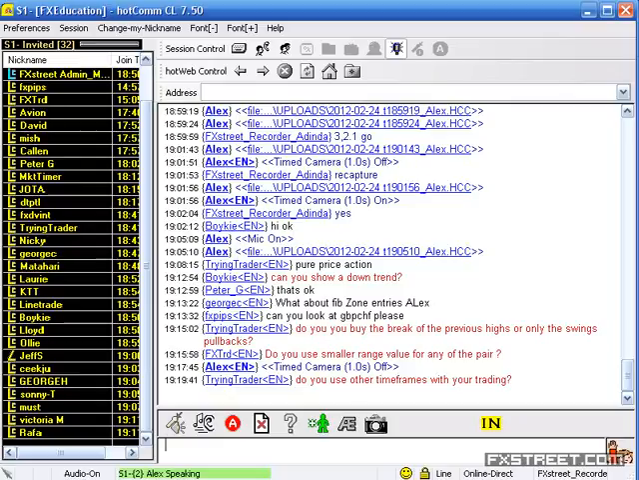Do I use a smaller range value for any of the other pairs? No, I try not to over-optimize this too much. Yes, I know that you have to take into account volatility. But generally speaking, for the swing trading, I use a 50 range and a 25 range, and I use that for all of the pairs. And that seems to treat me quite nicely.